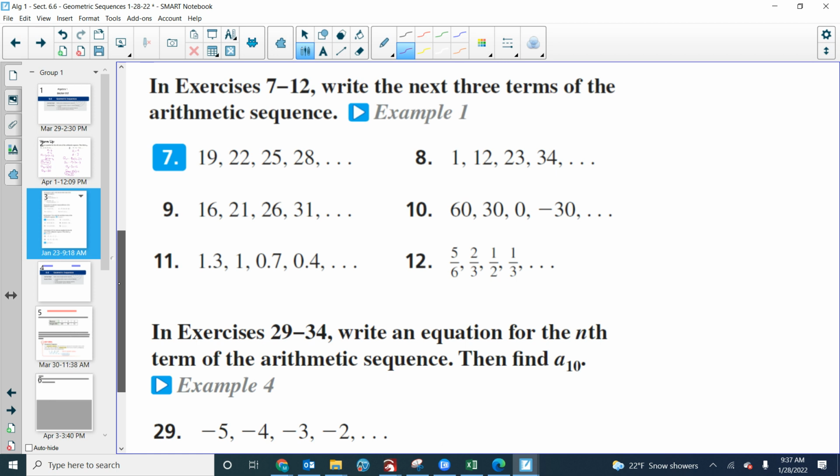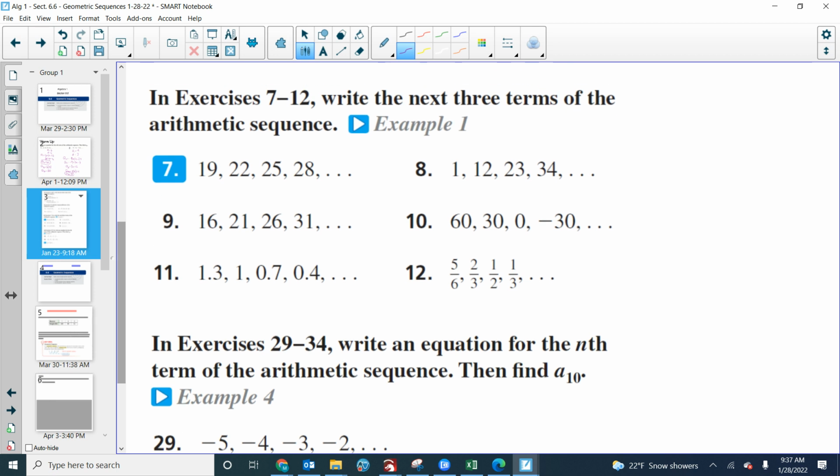Okay, now we had to kind of put it together. We had to get the common difference, and then write the next three terms. We had to do 7, 9, and 11 here, right? Any questions here? We went up by 3, right? So what's the next ones? 31, 34, 37.